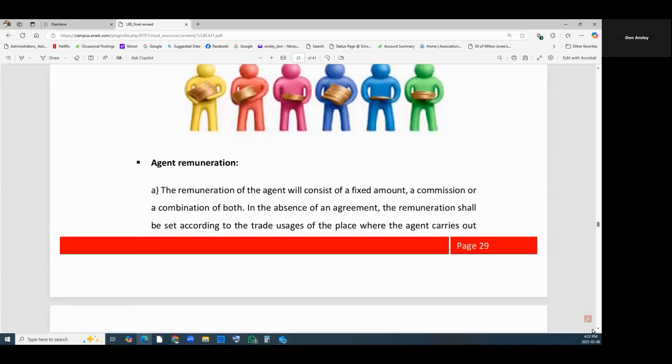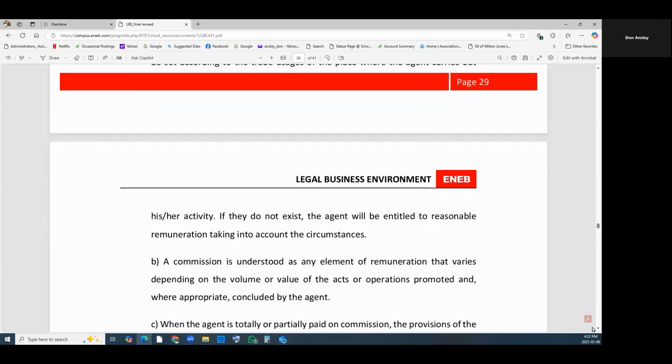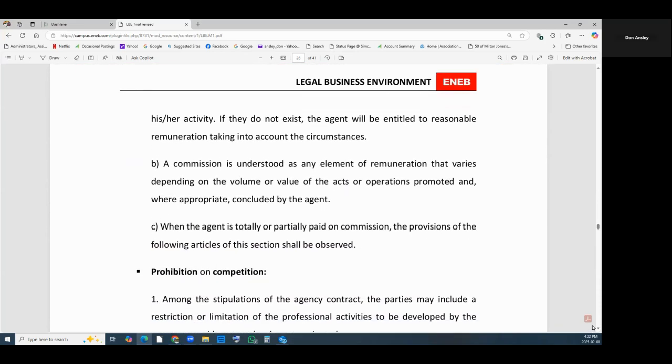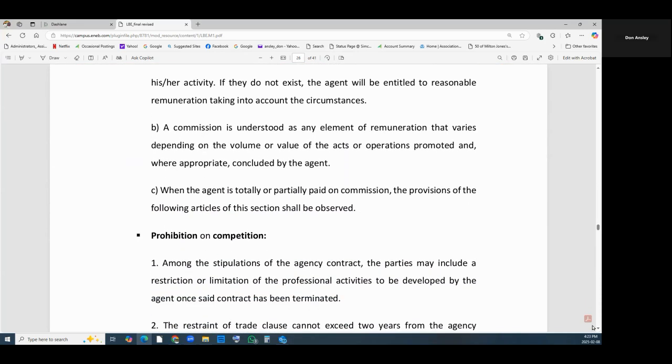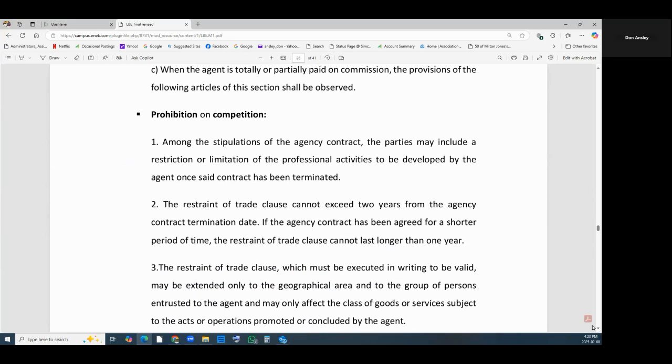Now, the agent's remuneration, well, it will consist of a fixed amount, a commission, or a combination of both, and in the absence of an agreement, the remuneration shall be set according to the trade usages of the place where the agent is carrying out his or her activity. If they do not exist, the agent will be entitled to reasonable remuneration, taking into account the circumstances. The commission is understood to be any element of remuneration that varies depending on the volume or value of the acts or operations promoted and, where appropriate, concluded by the agent. And when the agent is totally or partially paid on commission, the provisions of the following articles of this section shall be observed. Prohibition of competition.